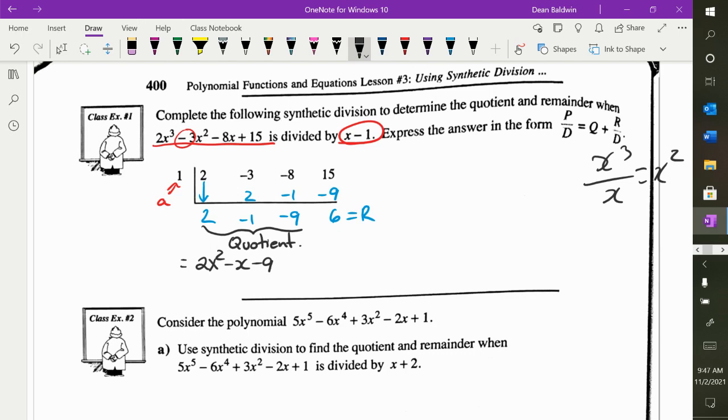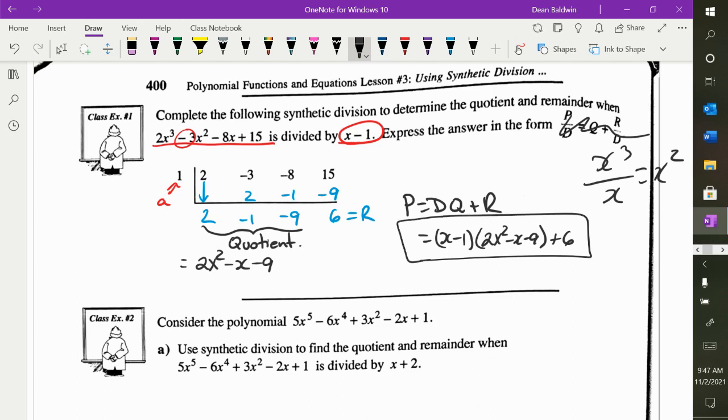So if we write it, we never write it like that. We're going to write dq plus r. What's my divisor? What's the divisor? x minus 1. What's the quotient? And what's the remainder? There you go.